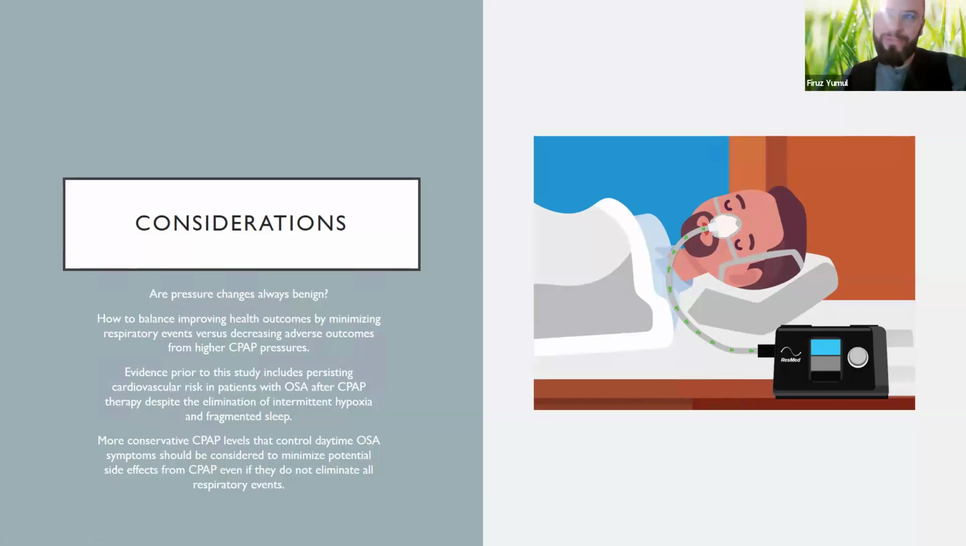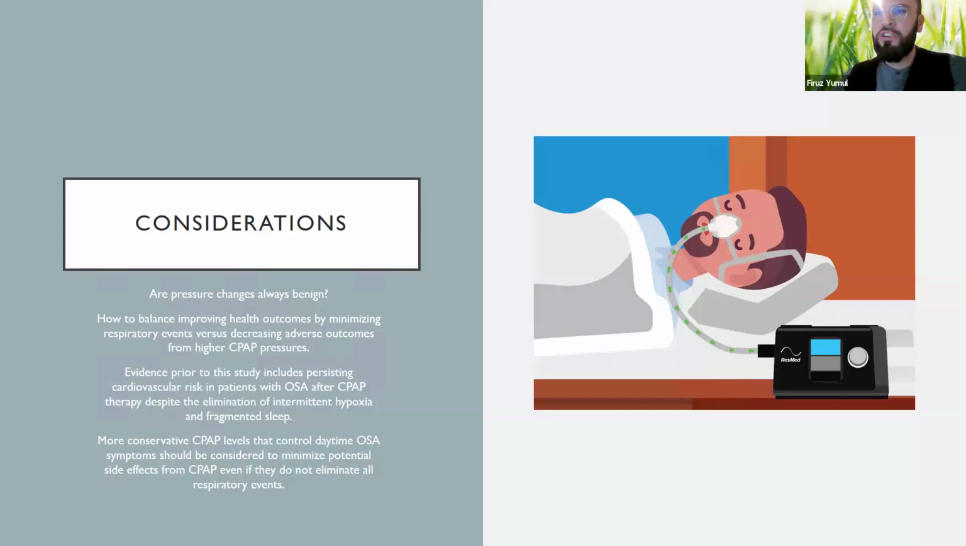So in the back of my head, I'm like, are pressure changes always benign? That's a question I had, a consideration that helped me choose this article. And how do we balance improving health outcomes by minimizing respiratory events versus decreasing the adverse outcomes from higher CPAP pressures? This article will talk about the dangers of increasing pressures in a specific patient population. That is those who have CAD and have undergone some sort of coronary revascularization.